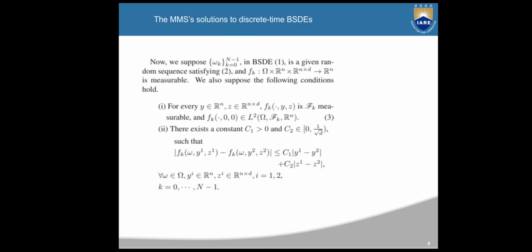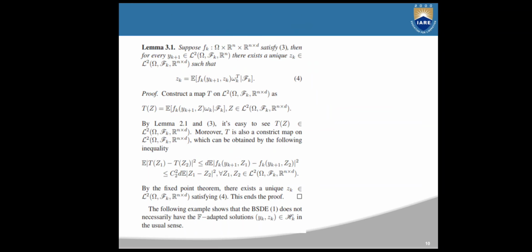For every y belonging to R^n, z belonging to R^{n×d}, f_k of y, z is F_k measurable and f_k of 0, 0 belongs to L square. There exists a constant C1 greater than 0 and C2 belonging to 0 to 1 over root d such that the following holds, for k equals 0 to n minus 1.